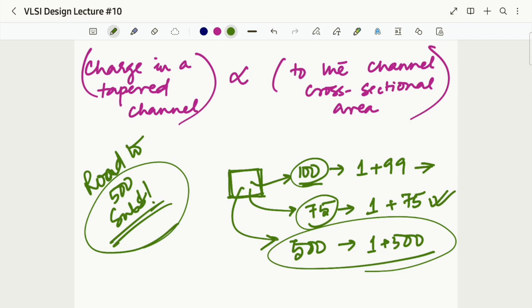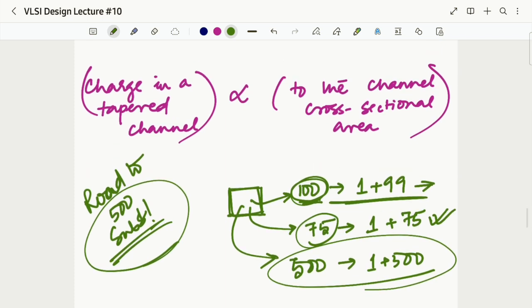This is a good practical example. If I have 100 capacity, I can adjust 1 and 99 of you, me and then 99 of you. So, the charge in the tapered channel.